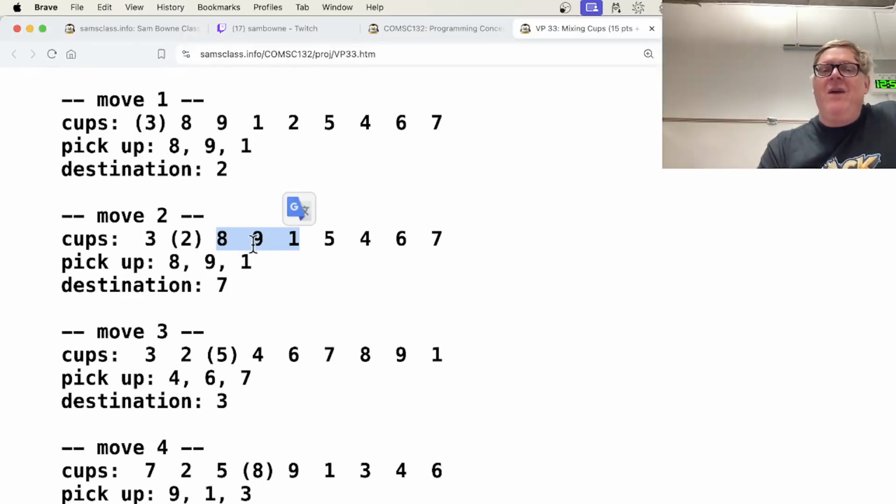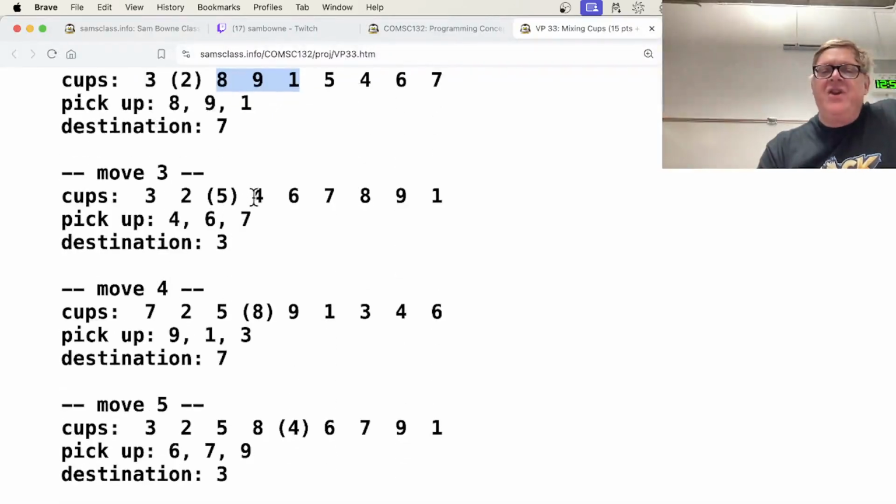So now you begin to see the problem. I have to put them off the end here after rolling it around. So that's going to be a little hard to implement. My first implementation didn't get that right. So the 8, 9, 1 is going to go after the 7, and then you have the 5 here.